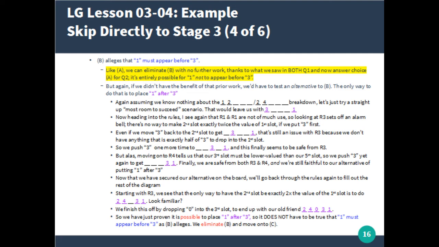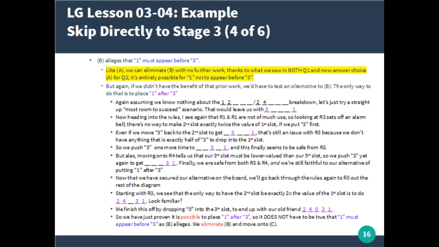So having finished our work with rule 3 with regard to placing the entity 3, we move on to rule 4, but alas, rule 4 tells us that our third slot must be lower valued than our fifth slot. So we end up pushing 3 yet one more time to get blank, blank, blank, 3, 1. Finally, with regard to the entity 3 and our alternative having 1 after 3, we are safe from both rules 3 and 4. And we are still faithful to our chosen alternative of somehow putting 1 after 3. So this is where our work kind of begins now.